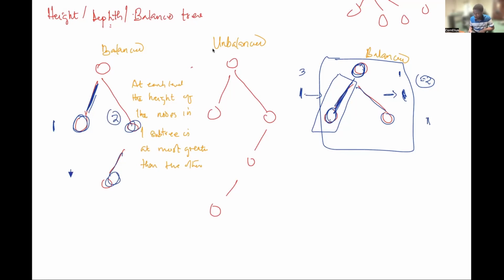But let's look at an unbalanced tree. In an unbalanced tree, this is indeed 1. We can see here, this is the left subtree. But then we come here, we have 1, 2, 3. That is more than 1. So this is what we call an unbalanced tree.